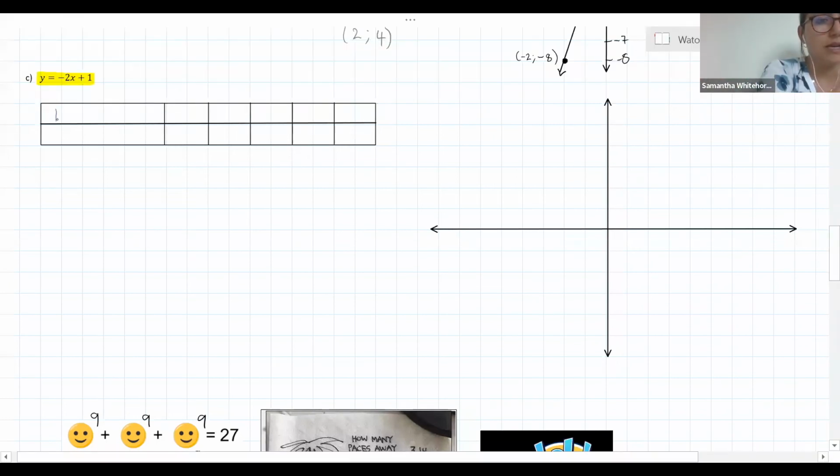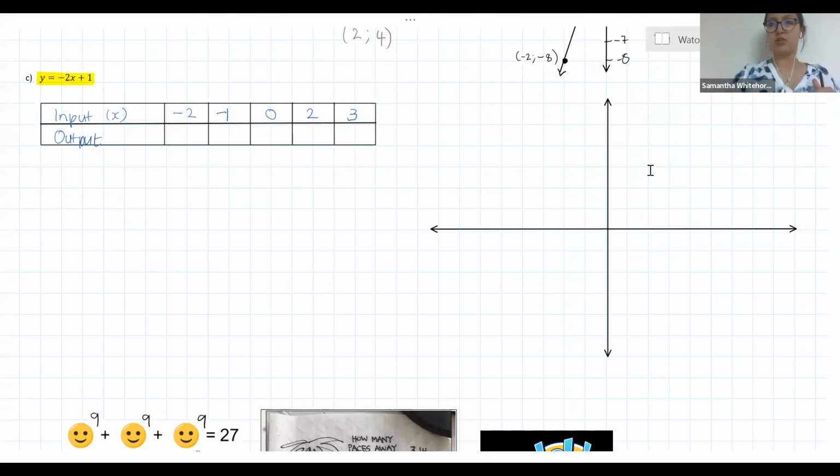So once again, input is our x, our output is our y. I'm going to give you some inputs and outputs. Let's do negative 2, negative 1, 0, 2, and 3. Alrighty, so there are your inputs. Once again, I'd like you to find your outputs for me.